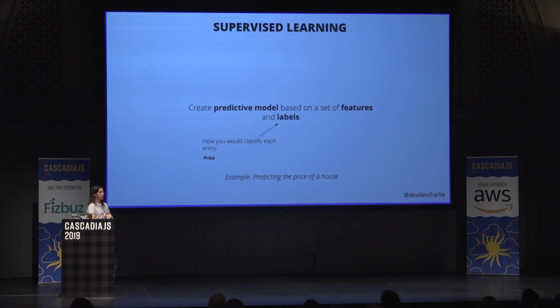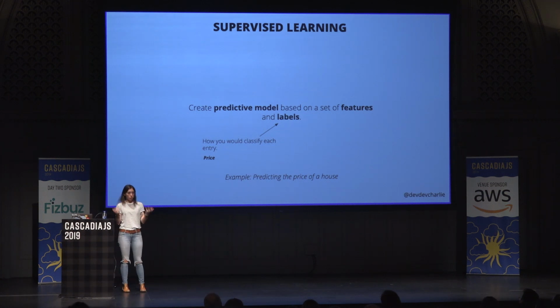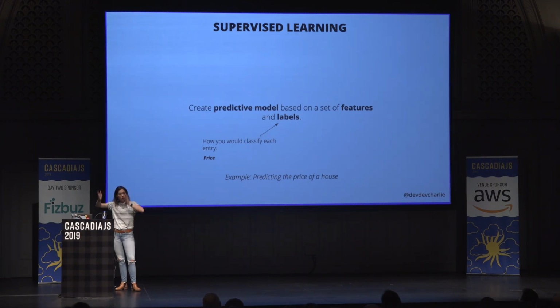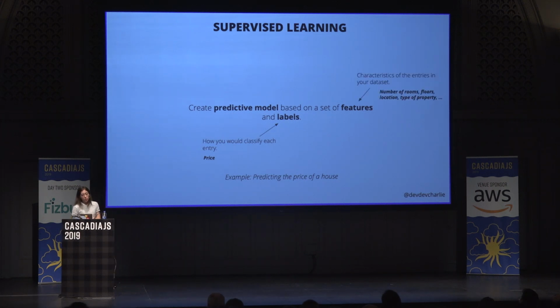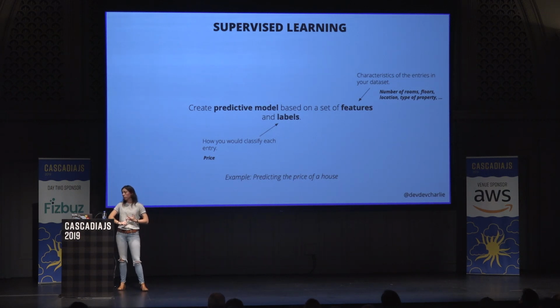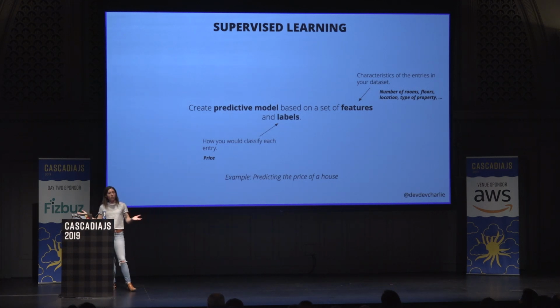So the labels here is how you would classify each entry in your data set. What we're trying to predict here is the price. So using the data of all the houses in Seattle, we know their price. So you can imagine a spreadsheet where on the column, your label is going to be the price of all the houses. And the features is the characteristics of the entries in your data set. So for houses, it could be the number of rooms, number of bathrooms, number of floors, the neighborhood that it's on, like a lot of different characteristics.